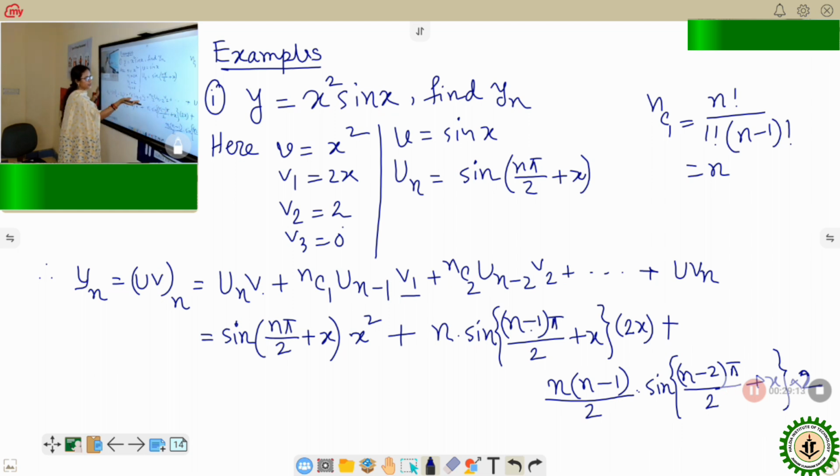Now, if I choose v as x square, what will come? v1 is coming to 2x, fine. v2 is coming to 2, fine. But v3 vanishes. So obviously all the higher order derivatives of v will vanish, and our calculation will be easier. That's why we have to be very careful about choosing v and u. Now in place of x square, if we take v as sin x, there is no problem, but we have to write all the terms every time.